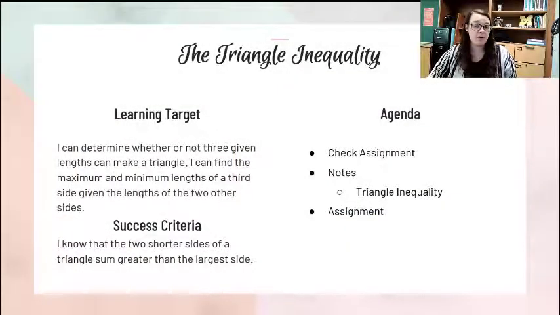Today we are going to talk about what's called the triangle inequality. Our learning target is you'll be able to determine whether or not three given lengths can make a triangle. You'll be able to find the minimum and maximum of the lengths of the third side of a triangle given the other two sides. You will be successful when you can find that the shorter two sides of a triangle sum to greater than the larger side.